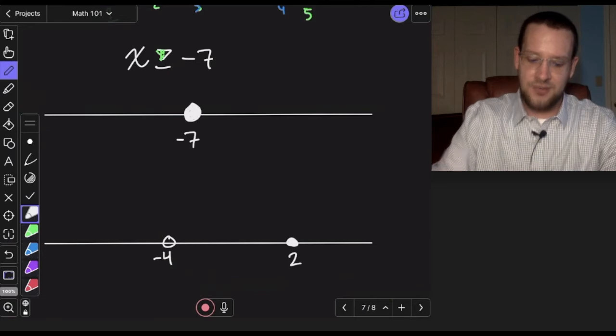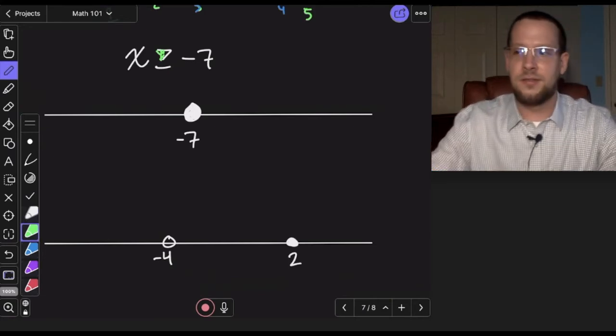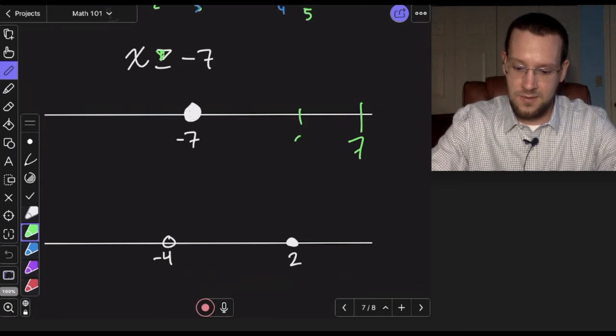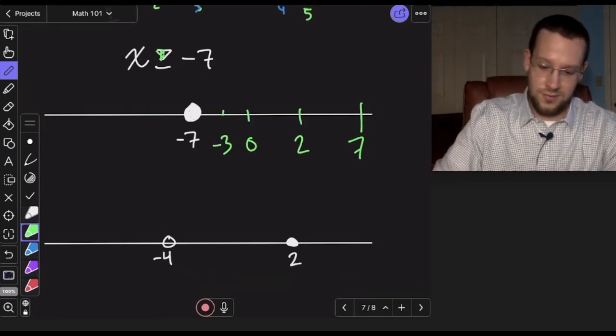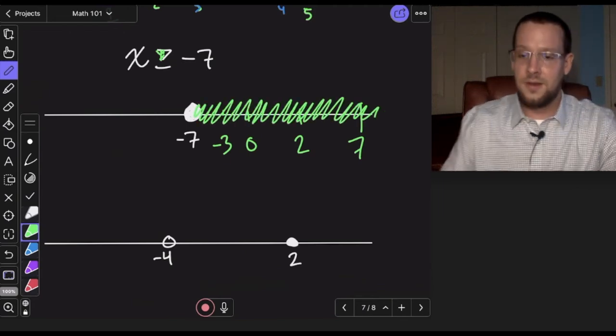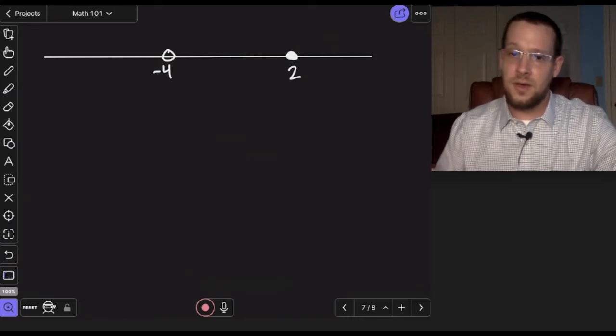And x is greater than, well, what number is greater than -7? How about 7? That's greater than it, right? What about 2? That's greater. What about 0? What about all these numbers? Yes, and it's true that all these numbers are greater than -7. Let's see what we have here.